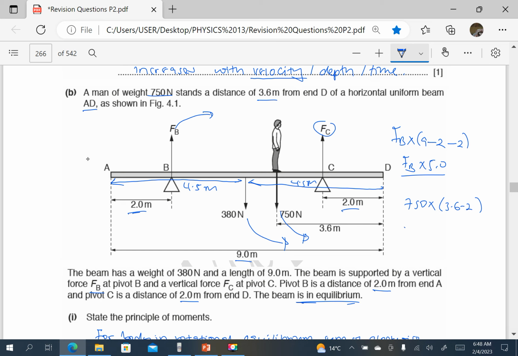And we also have 380 newtons. That one acts at the midpoint. Its perpendicular distance is going to be 4.5. The distance from the center to the other end is 4.5 minus the distance from C to D, which is 2.0. So this one is 3.6 minus 2, that is 1.6. And then 4.5 minus 2, that is 2.5. So these are the moments that we are going to sum up as the anti-clockwise moments.